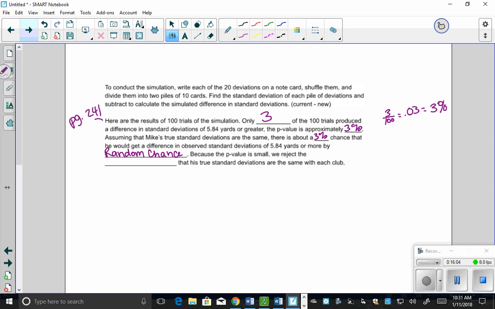Because the p-value is small, we are going to reject the null hypothesis that the true standard deviations are the same with each club. Because you reject the null hypothesis, that means that your alternative hypothesis is true.